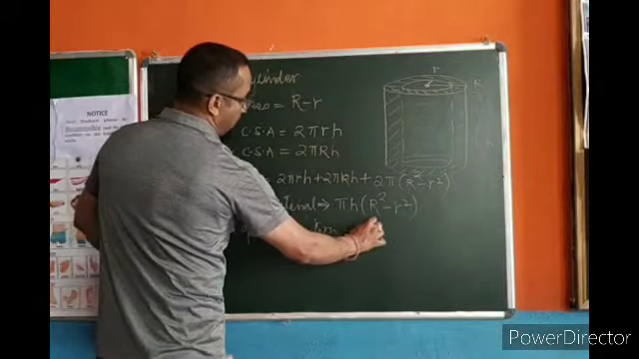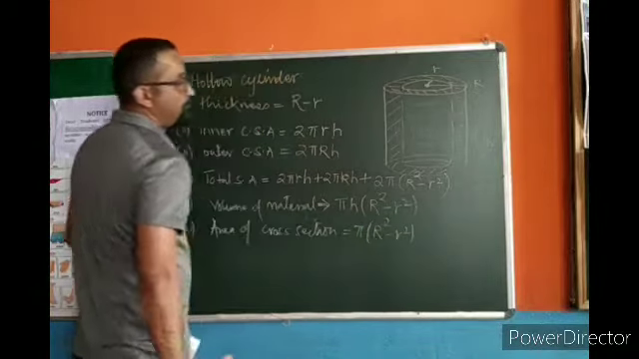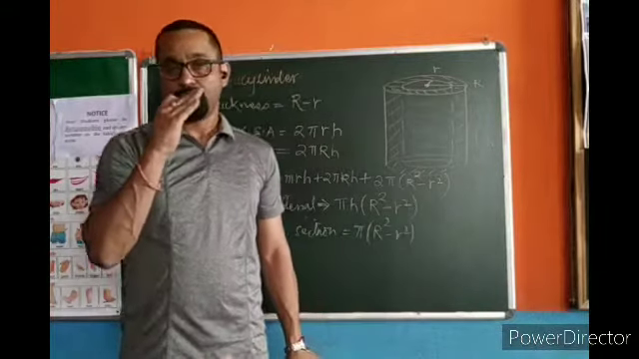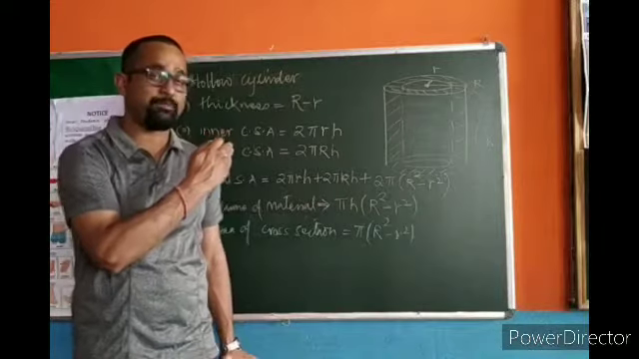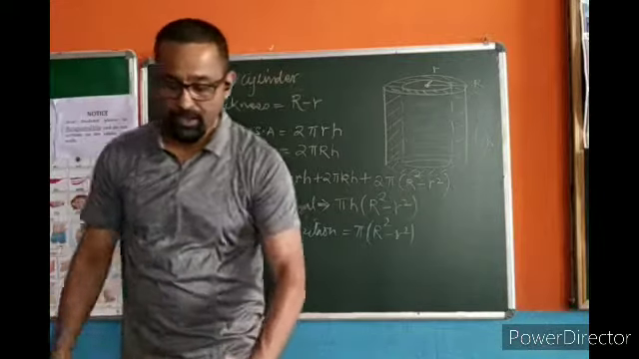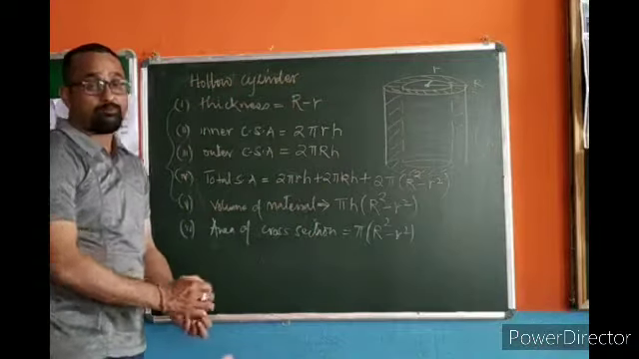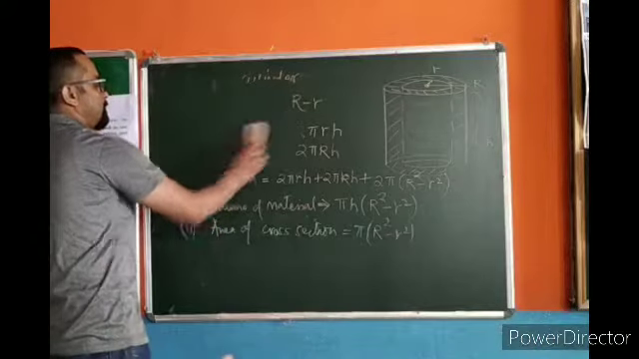It is pi capital R square minus small r square. Formula based, all mensuration topics are based on formulae, so you have to memorize these formulae and then apply them to solve the sums from the exercise, and it's not difficult.